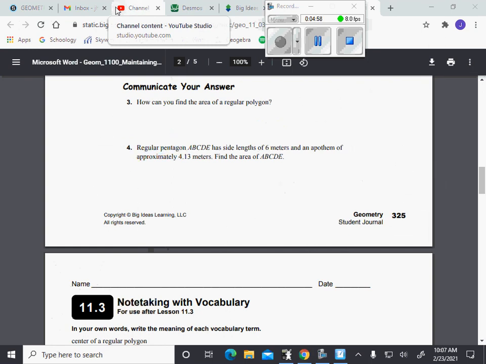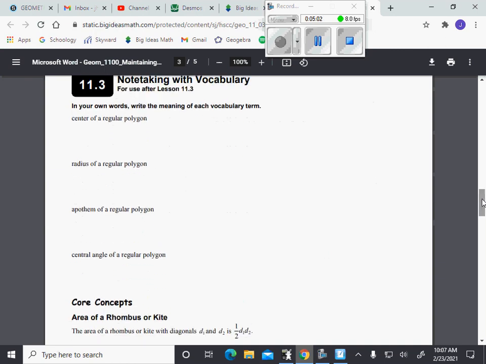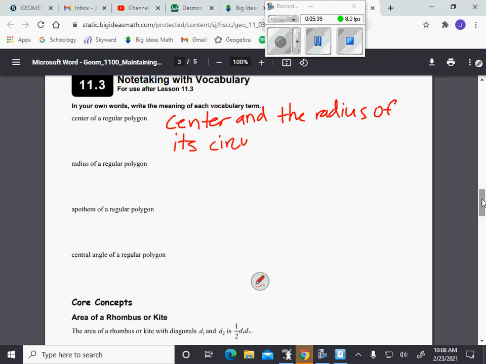Moving on. Here's some definitions. The center of a regular polygon, it's the center and the radius of its circumscribed circle. Circumscribed circle just means the circle around it. The circle around that polygon.